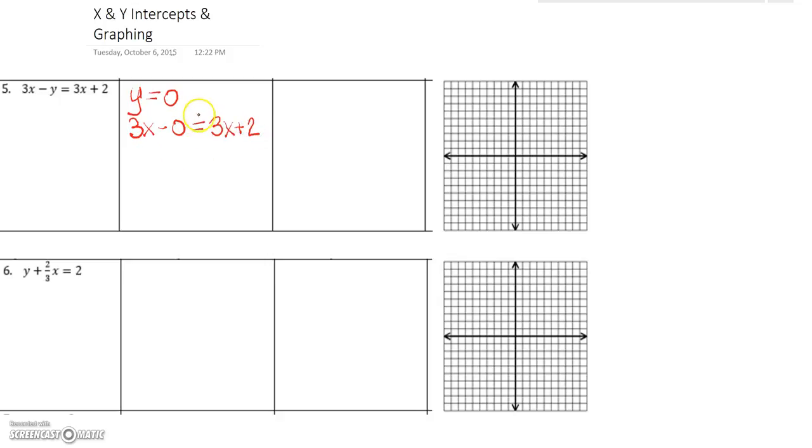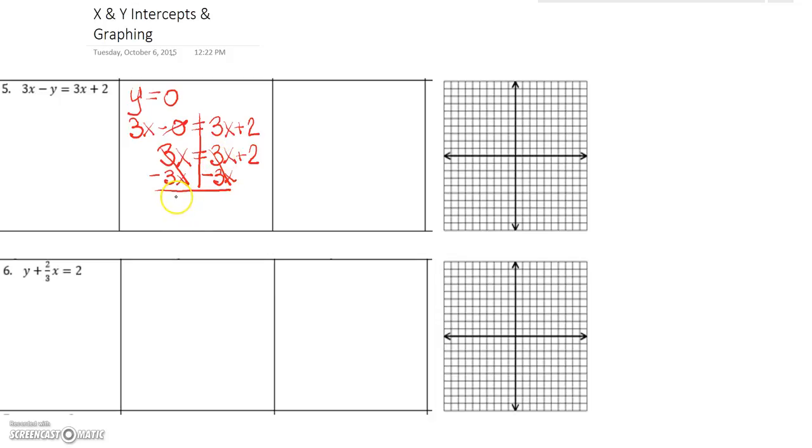So on the left side, you can get rid of that minus 0 because it doesn't do anything. So you just have 3x left over. And the right side is still the same, 3x plus 2. Okay, now we need the x's on the same side. So in order to do that, I'm going to subtract 3x to both sides, which would make both of the x's cancel out.